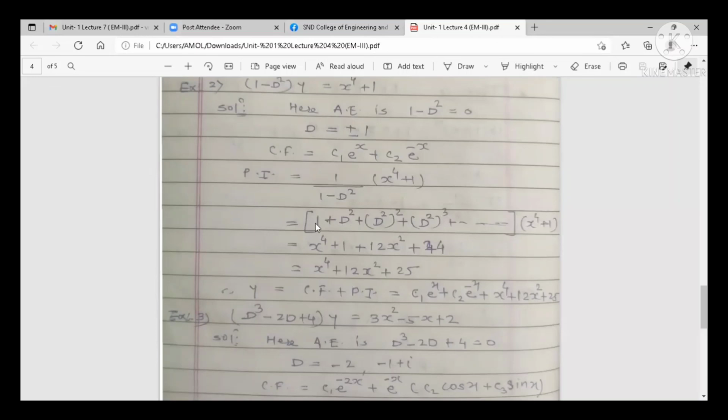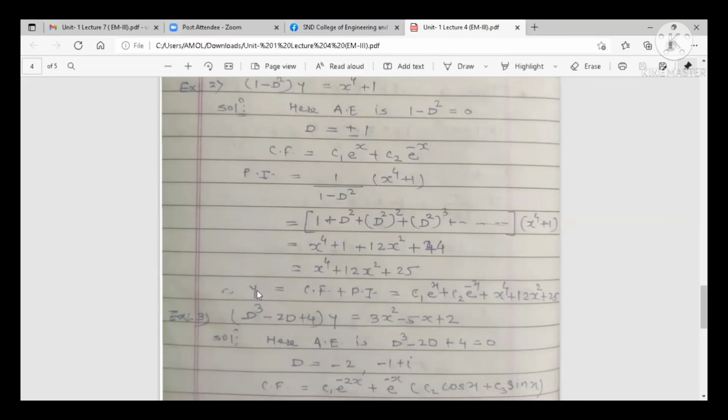It is 1 into x raised to 4 plus 1, which is x raised to 4 plus 1, plus D square, the second derivative of x raised to 4, which is 12x square, plus D square square, which is D raised to 4. The fourth derivative of x raised to 4 is 4 factorial, meaning 24. So right here 24. D square cube, D square raised to 3, means D raised to 6. The sixth derivative of this function is 0. So you count the terms up to D raised to 4. Simplify it. And the term is x raised to 4 plus 12x square plus 25.